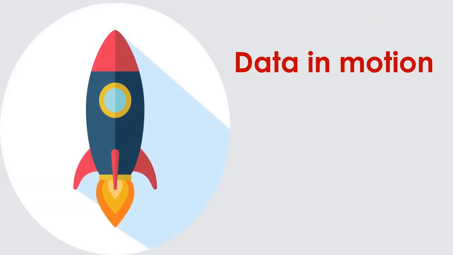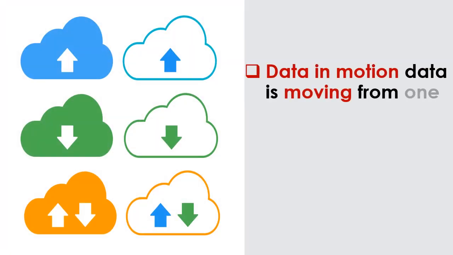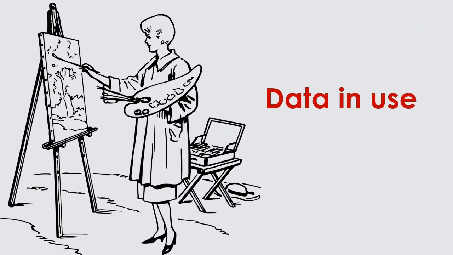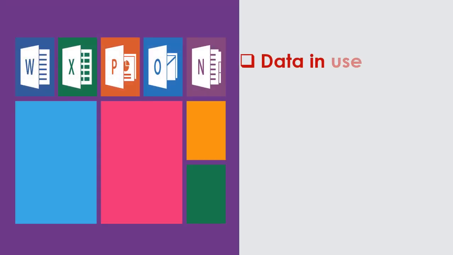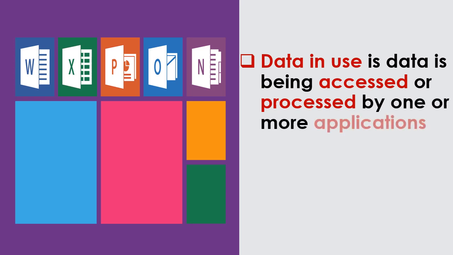Data in motion. Data in motion is data moving from one place to another. Data in use. Data in use is data that is being accessed or processed by one or more applications.